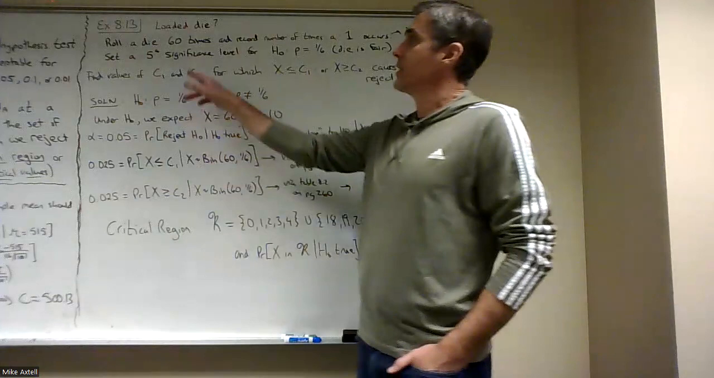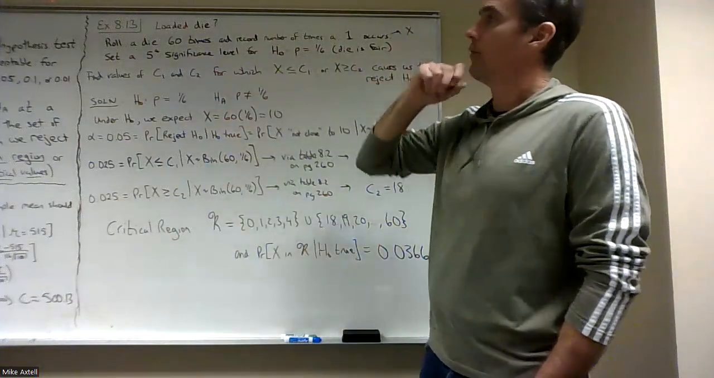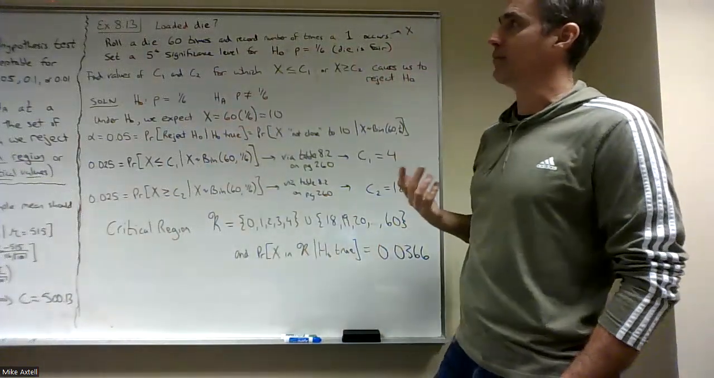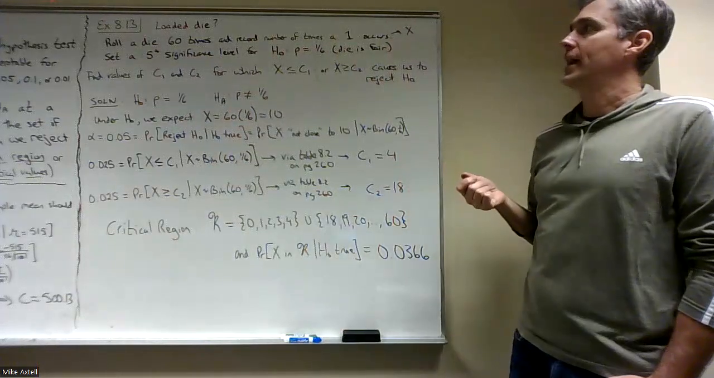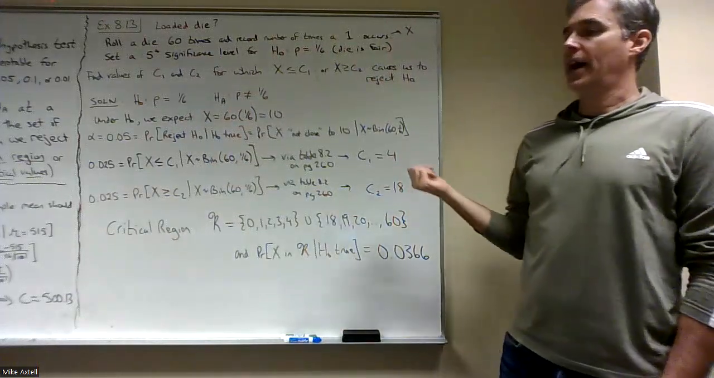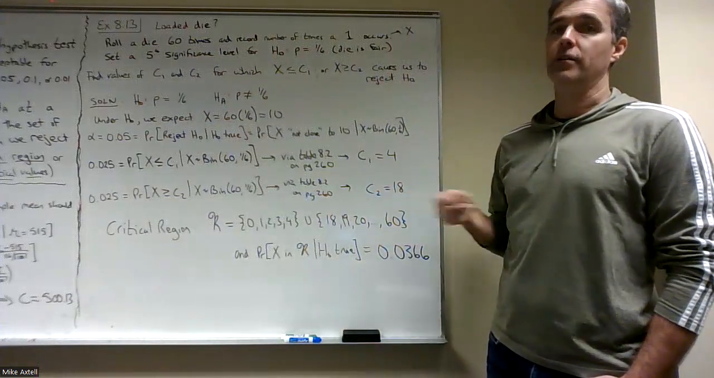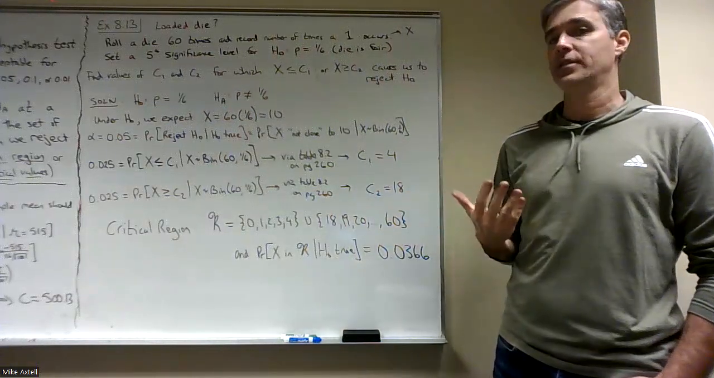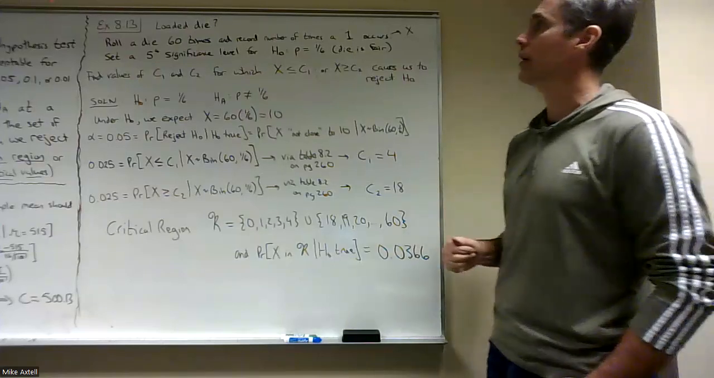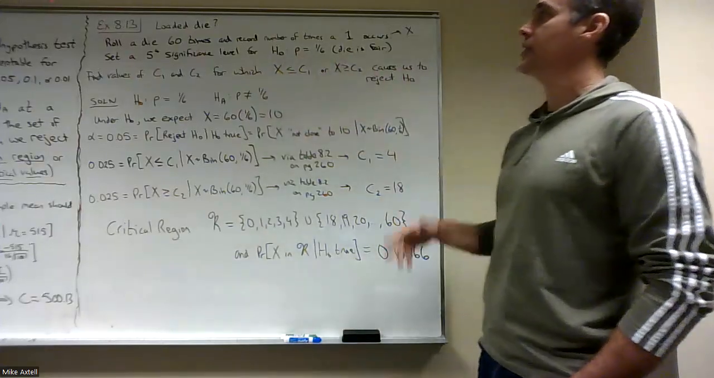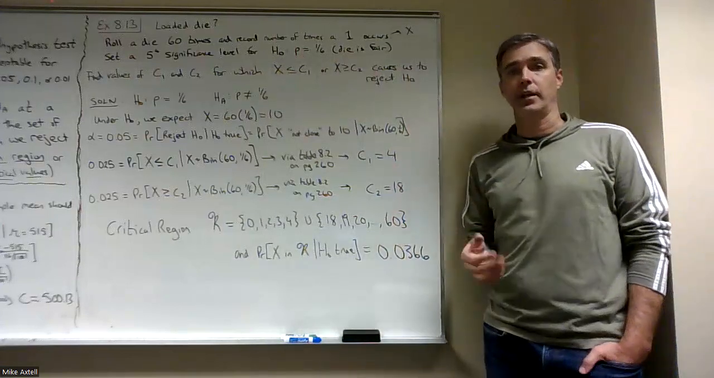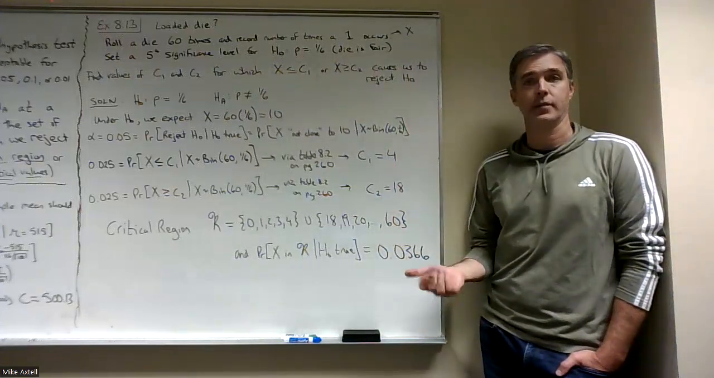And I want to set my significance level for this hypothesis test to be 5%. So I'm okay deciding the die is not fair when it actually is fair 5% of the time. I'm okay making that mistake 5% of the time. Now, my null hypothesis is that the die is fair, so the probability of a one is 1/6.